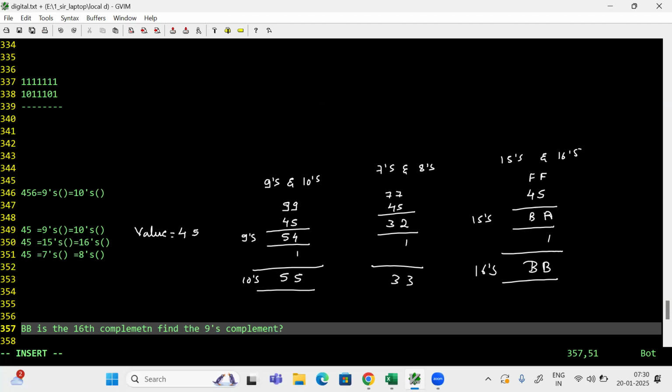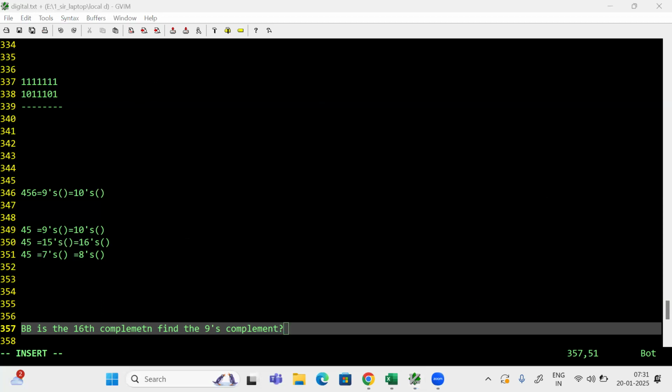Gate question. BB is the 16th complement. Find the 9th complement. I'll give you 2 minutes time. Tell me the answer. Solve and check once.